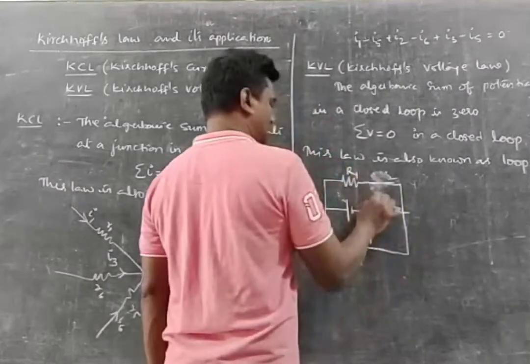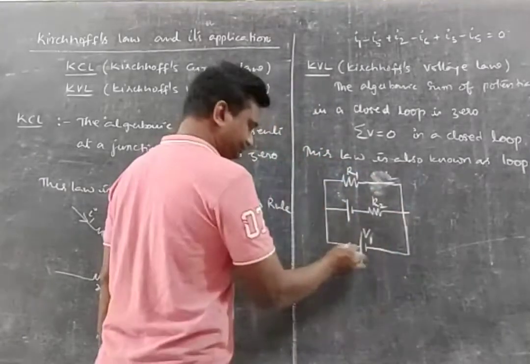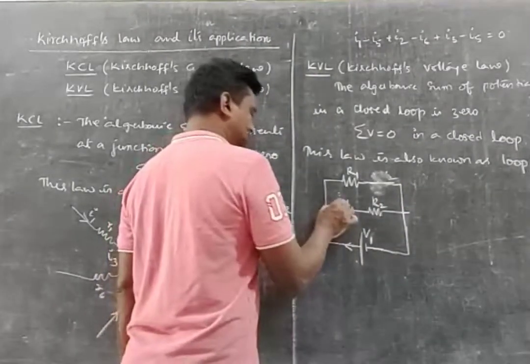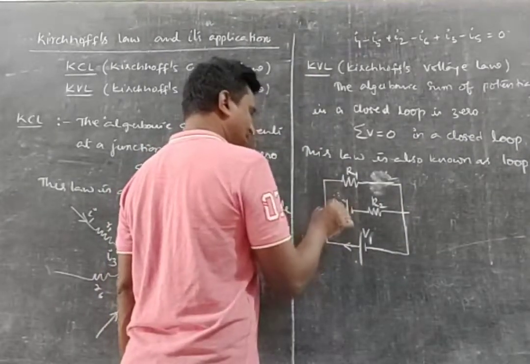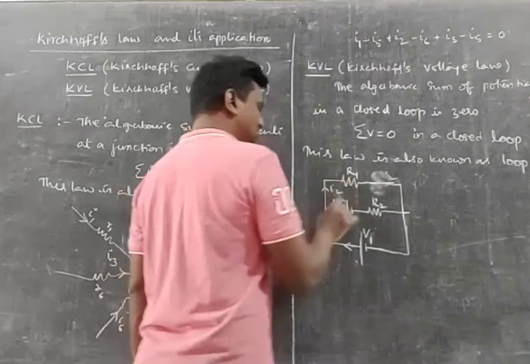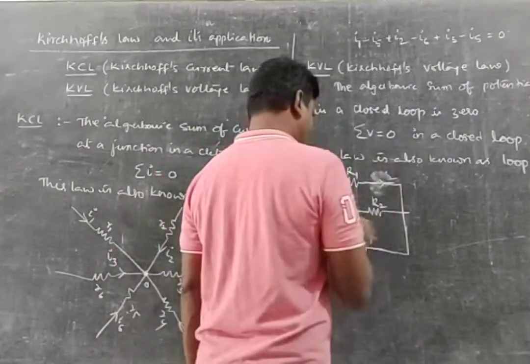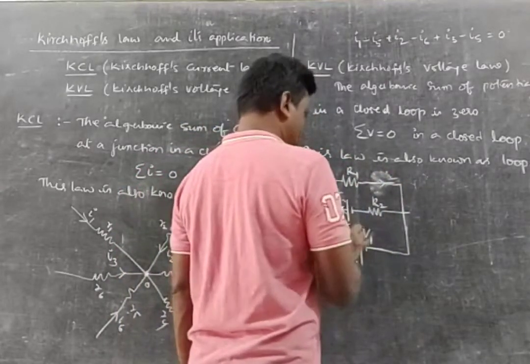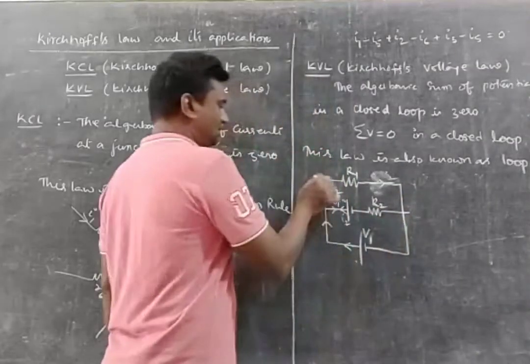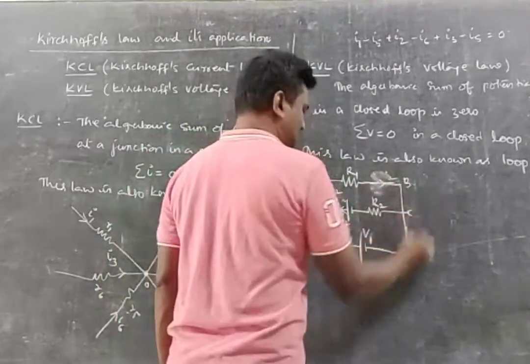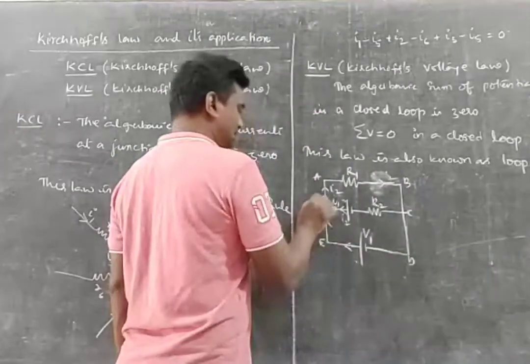That's R1 and R2, right? So this is current over here, I1, and here this is I2, and here the current is again I2. Okay, just now let me do the A, B, C, D, E, F.